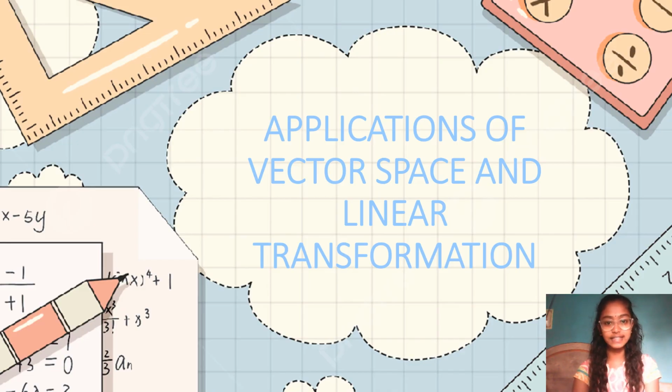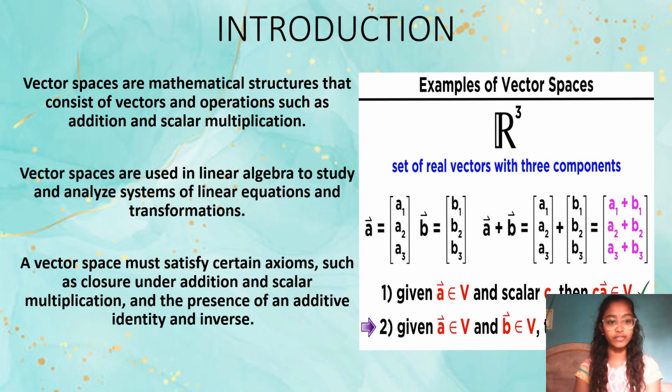In this video, let us discuss the applications of vector space and linear transformation. Introduction. A vector space is a mathematical structure that consists of vectors and operations such as addition and scalar multiplication. Vector spaces are used in linear algebra to study and analyze systems of linear equations and transformations. A vector space must satisfy certain axioms such as closure under addition and scalar multiplication, and the presence of an additive identity and inverse.